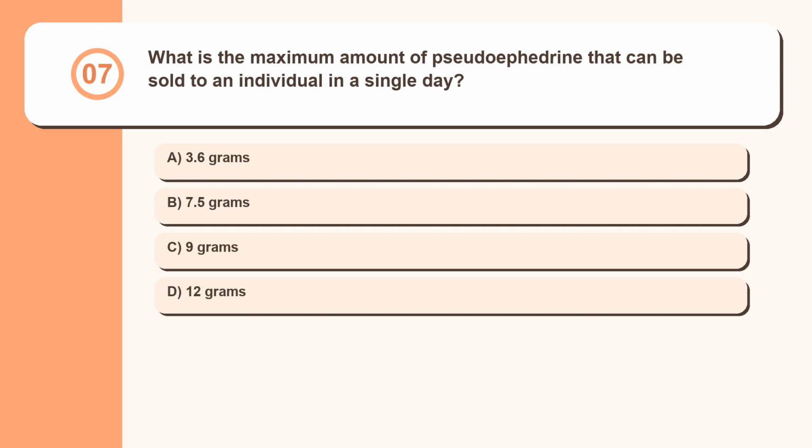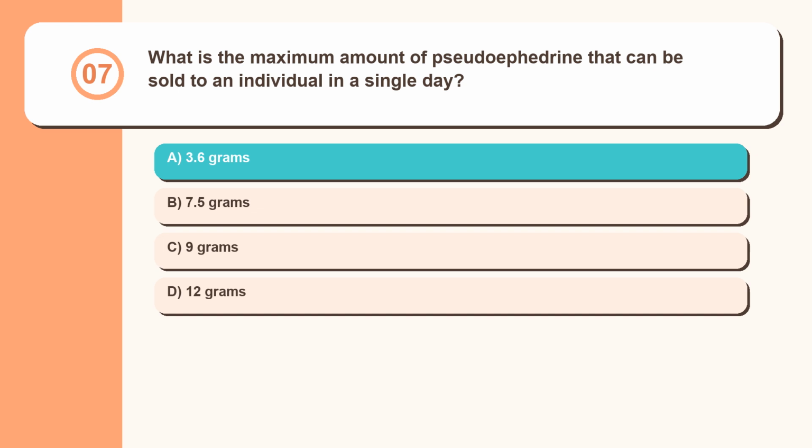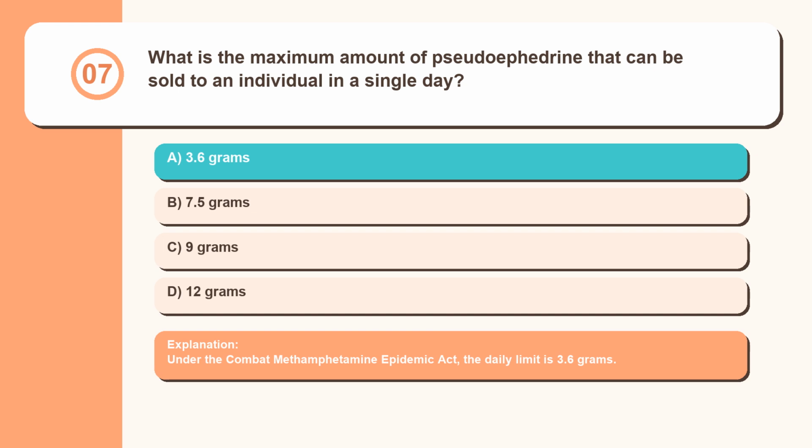Question 7. What is the maximum amount of pseudoephedrine that can be sold to an individual in a single day? 3.6 grams, 7.5 grams, 9 grams, 12 grams. Under the Combat Methamphetamine Epidemic Act, the daily limit is 3.6 grams.